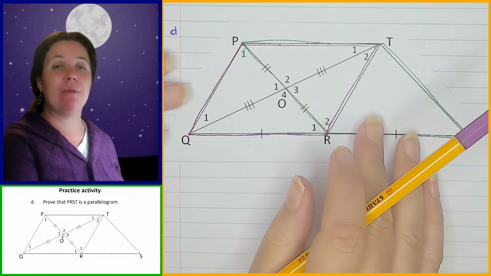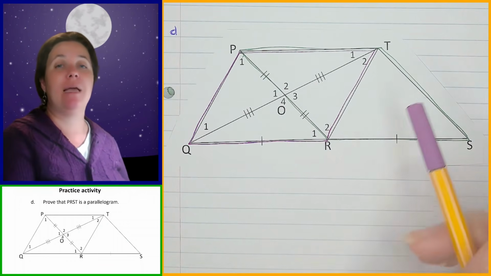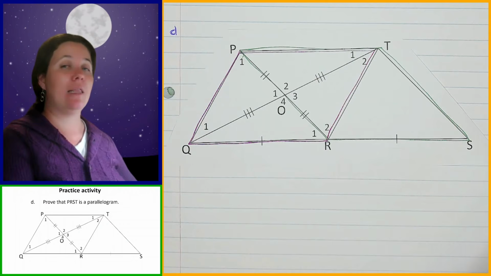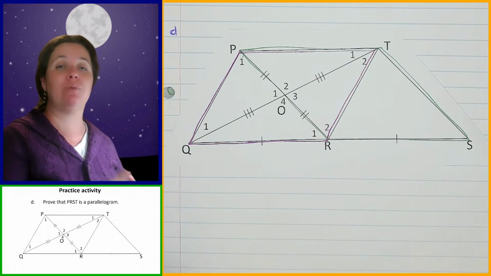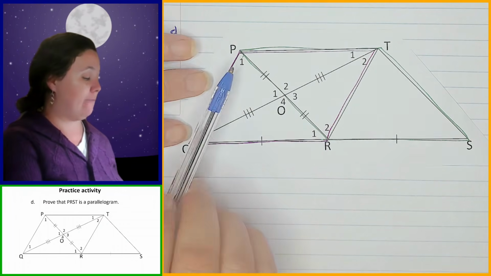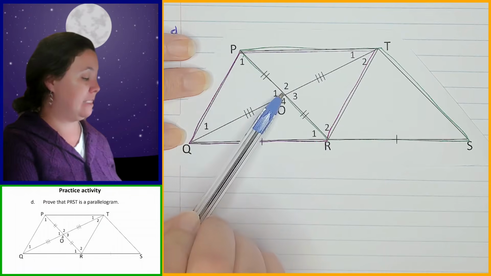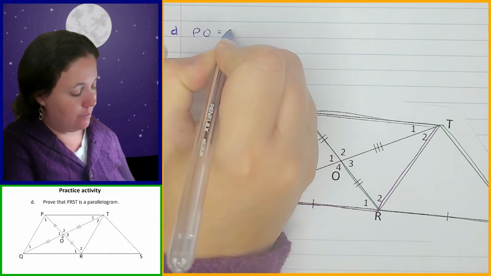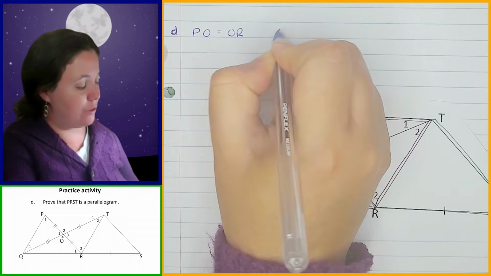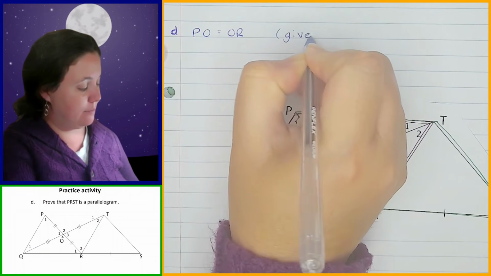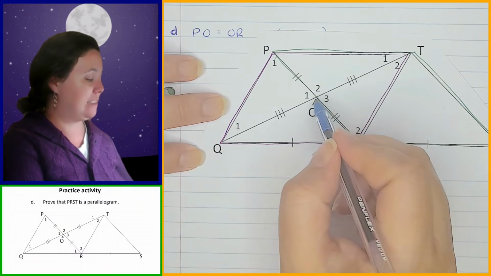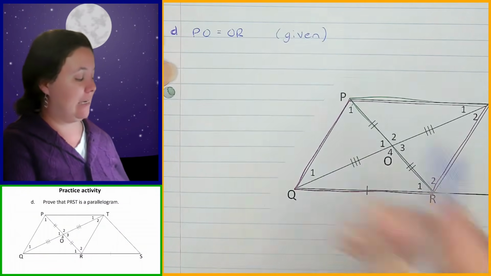Now remember, anytime that we're going to prove that a shape is a parallelogram, we have to first write down the information that we have that we're going to be using to prove it. So I first have to write down that PO is equal to OR. And the reason I know that is because it was given to me. And I'm also going to write down that QO is equal to OT. Again, that was given.